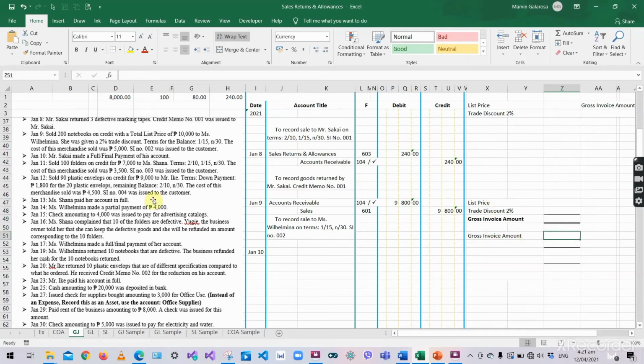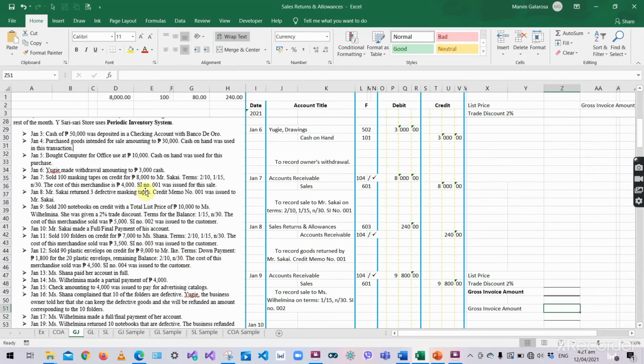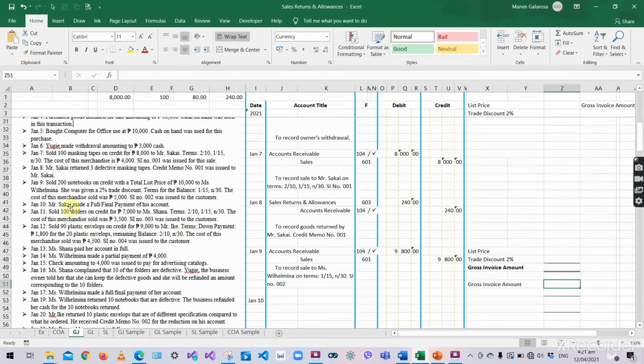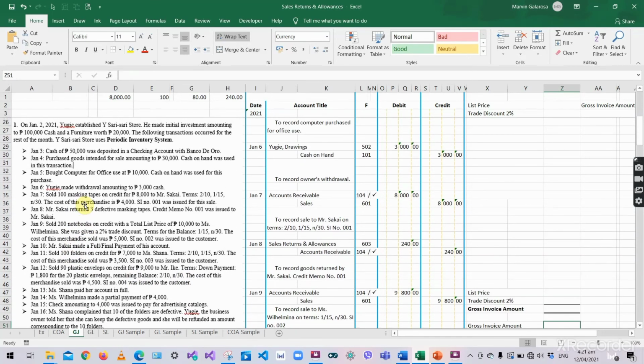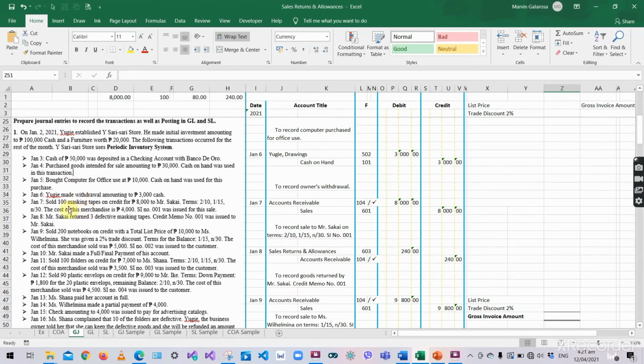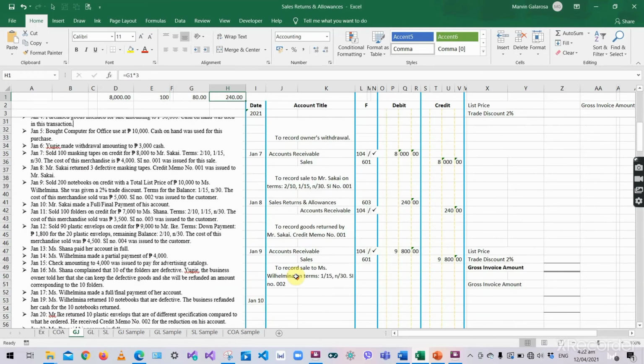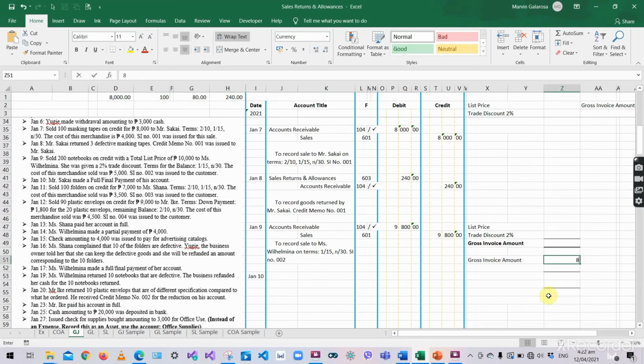So, nung nagbenta tayo kay Mr. Sakay, nangyari yun January 7. Nagbenta tayo ng 100 masking tape for 8,000. Ang halaga ng kada tape is 80 pesos. Na-compute natin siya by dividing the total sales price by the number of units sold. So, 8,000 yung gross invoice amount.